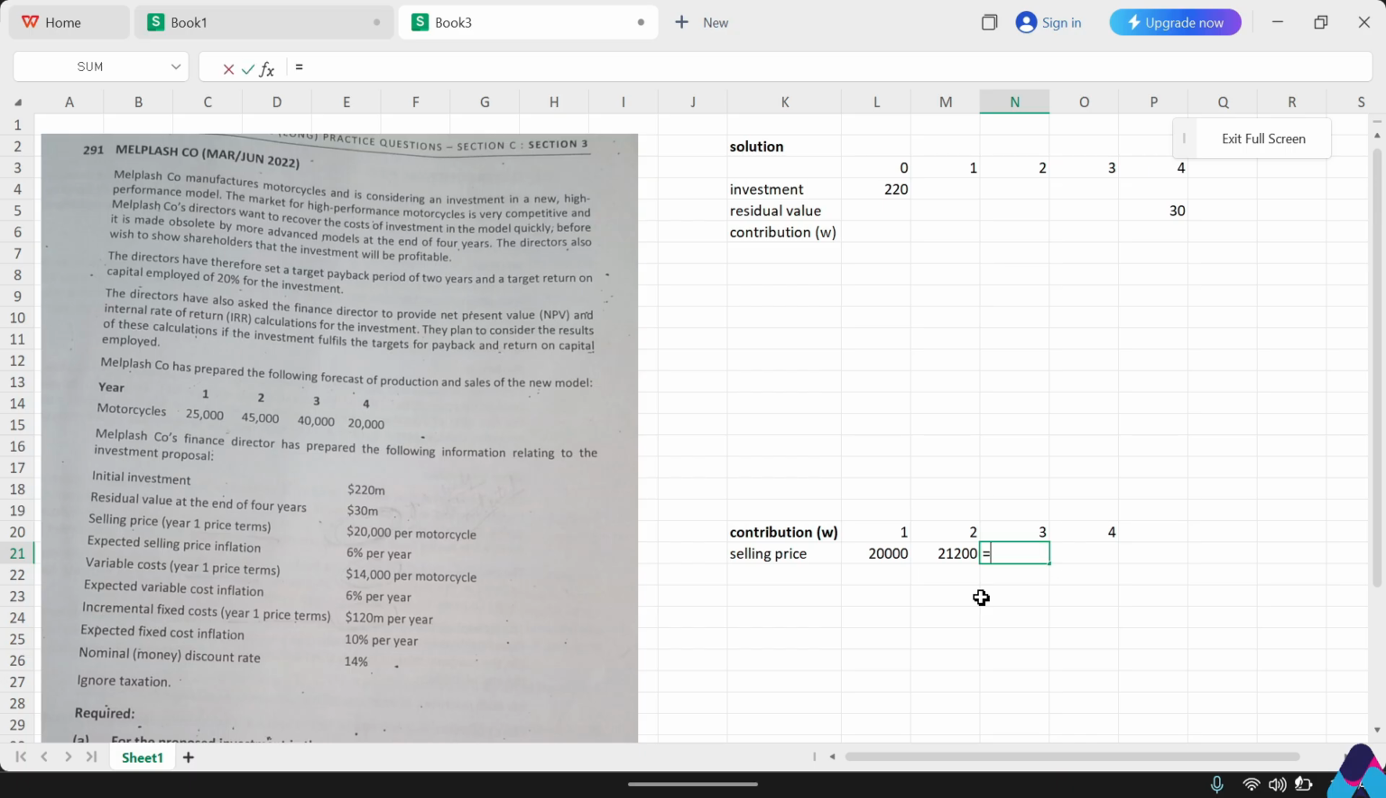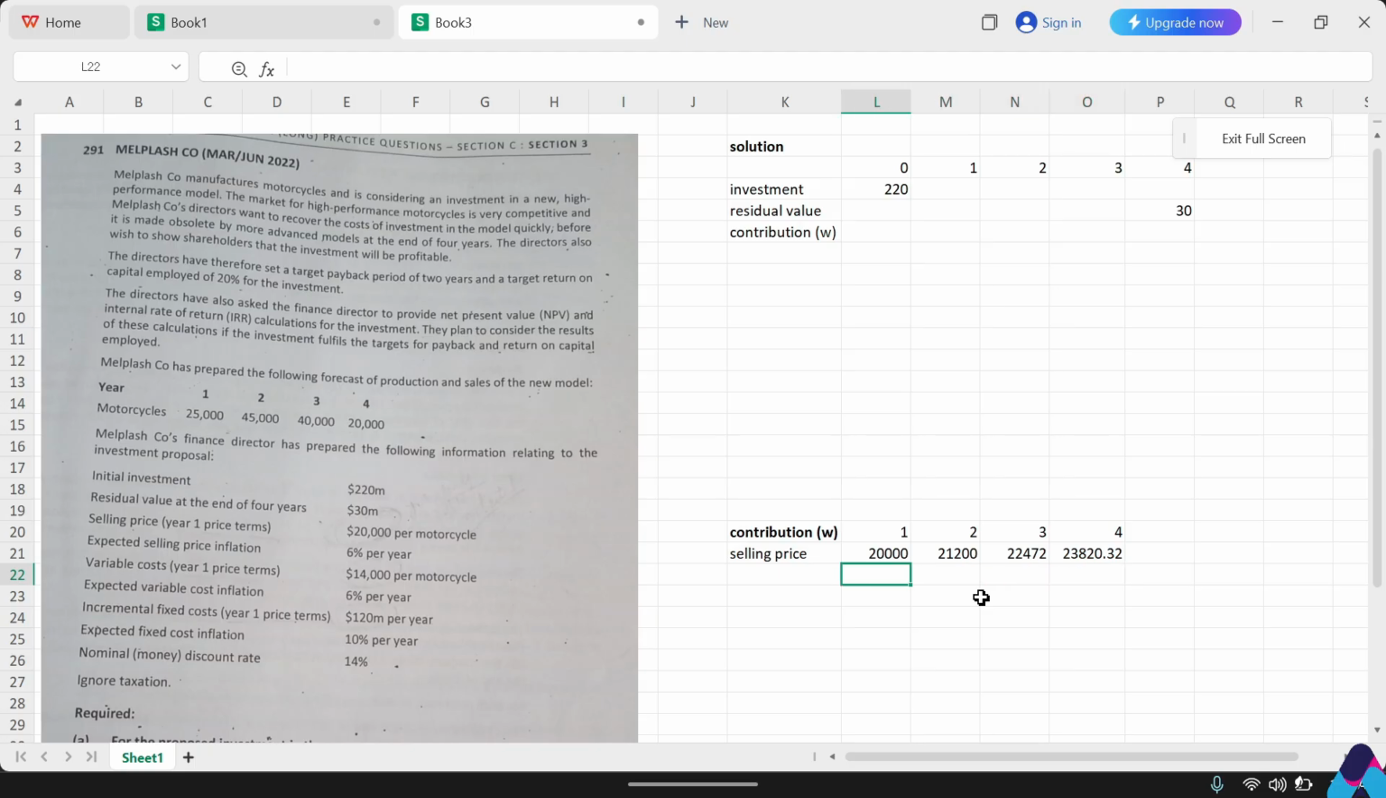Similarly, for year number three, just select year two and multiply it by 106%. You will have your year three selling price. And then for year four, select year three and multiply it by 106%. You will have your year four selling price as well.